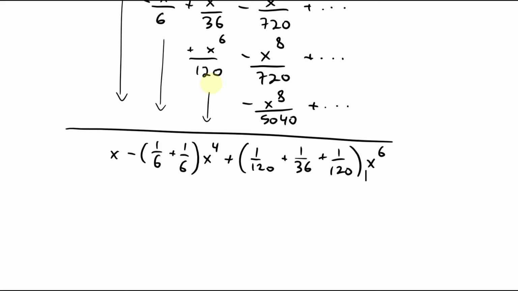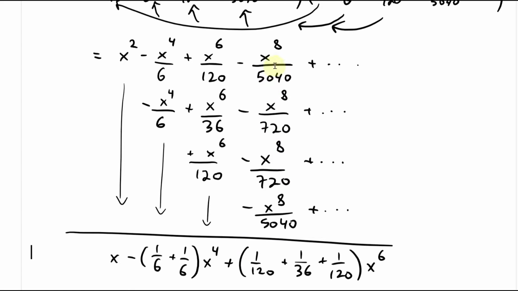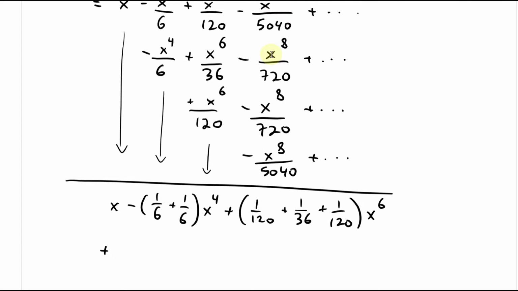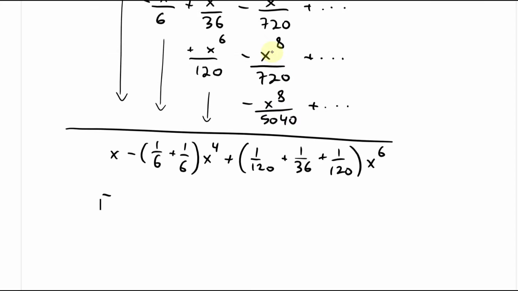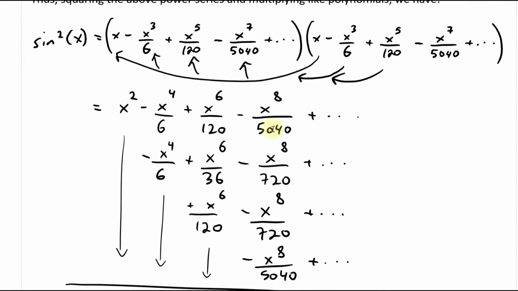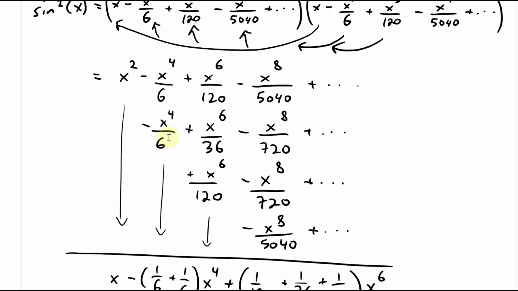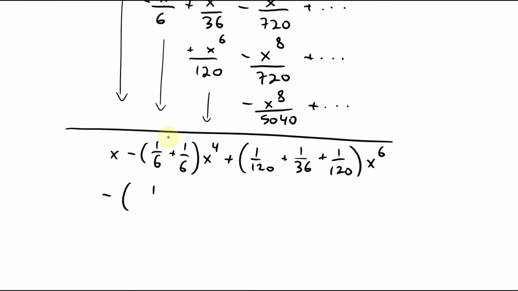This is x to the 6. And then, we need more room, so this is going to be plus. The next one's going to be this 5040. So this is going to be minus, and this is going to be x to the 8. So we'll write this all out and take out the negatives, it becomes all positive now. This is going to be 1 over 5040. Like that.